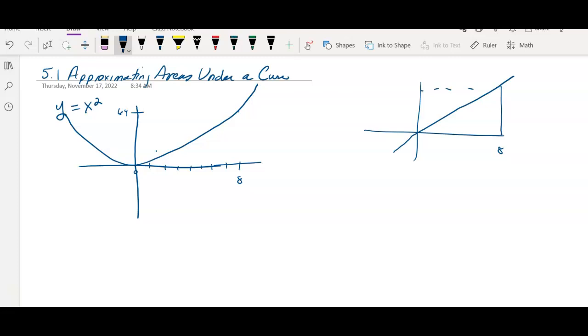So what we do is we partition it, thinking about partitioning it into rectangles because we're approximating, right? So let's suppose I want to keep it simple and I want to use 4 rectangles. The number of rectangles you use is referred to as your n value. So I'm going to use 4 rectangles, and I'll start at 8.